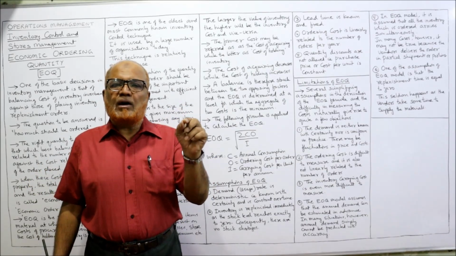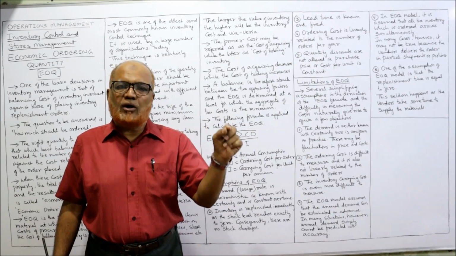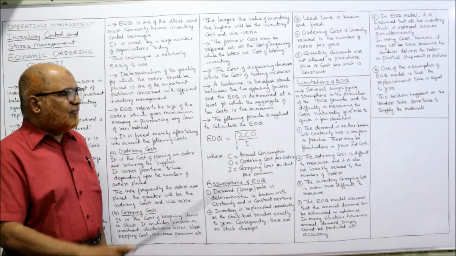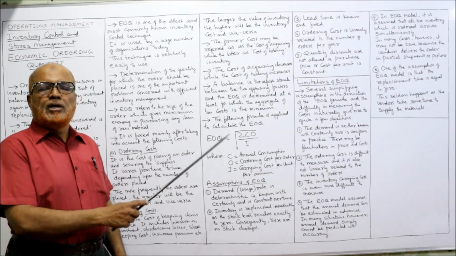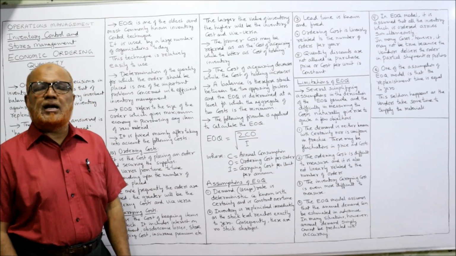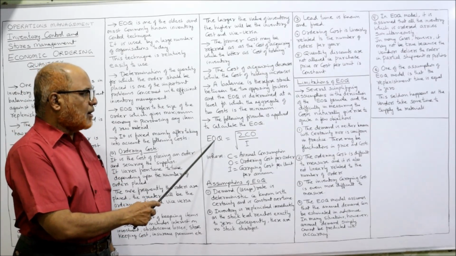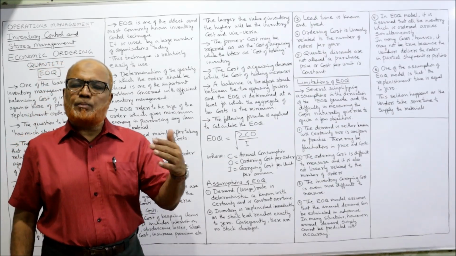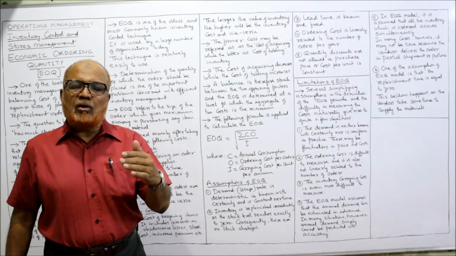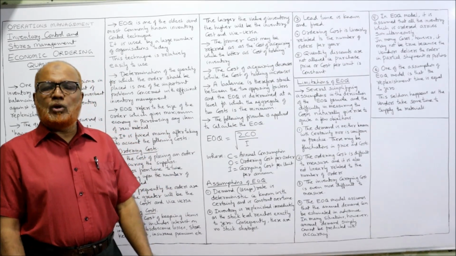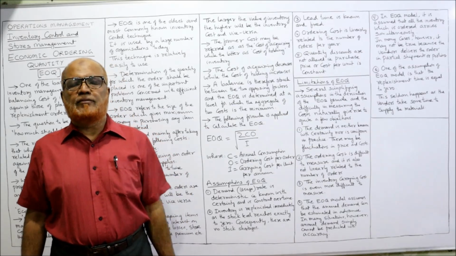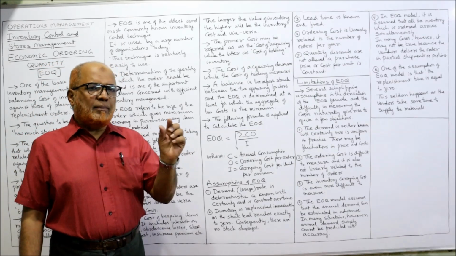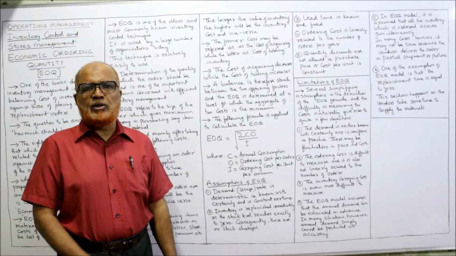So the EOQ formula will give you that quantity to be ordered at which the ordering cost and carrying cost aggregate will be minimum. The following formula is used. What is the formula for EOQ? EOQ is equal to the square root of 2CO by I, where EOQ is the economic ordering quantity, C stands for annual consumption, O stands for ordering cost per order, I stands for carrying cost per unit per annum. So by having these three items, C, O, I, we can calculate EOQ. Easily we get the EOQ quantity by using this formula.